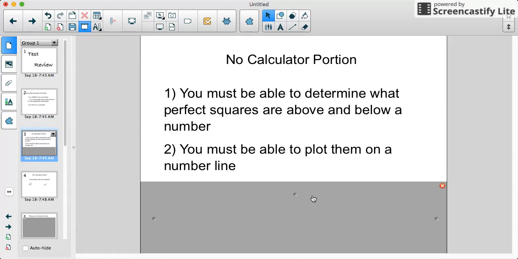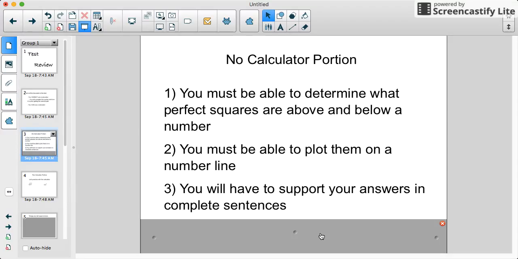You must be able to plot them on a number line. We have been doing this on our last few assignments where we would draw the scale. On the left would be the low perfect square, the one that goes below, and then the one above to the right would be the perfect square above. Remember, we need to find the middle between those two lines and then be able to determine and estimate what the decimal would be.